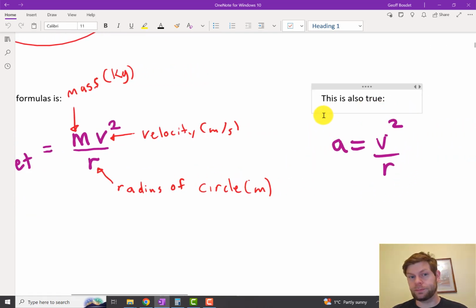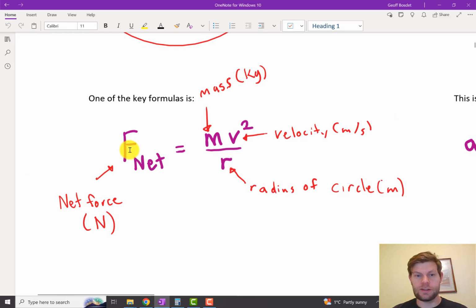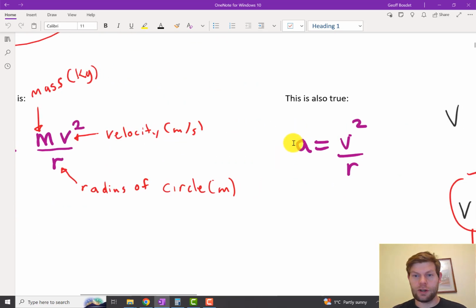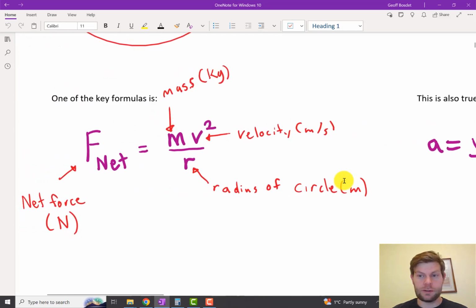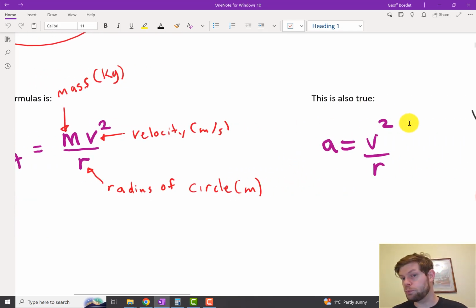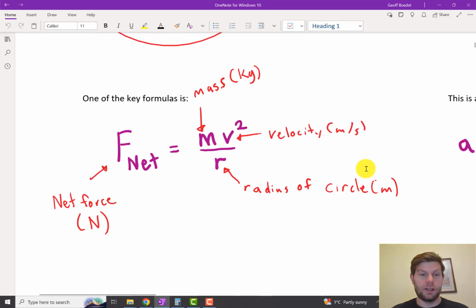This is also true. So F net is m times a, and this is mv squared over r. So if we divide both sides by m, we've got our acceleration is equal to v squared over r. You will be using this version more often, but this is also true, so occasionally useful.